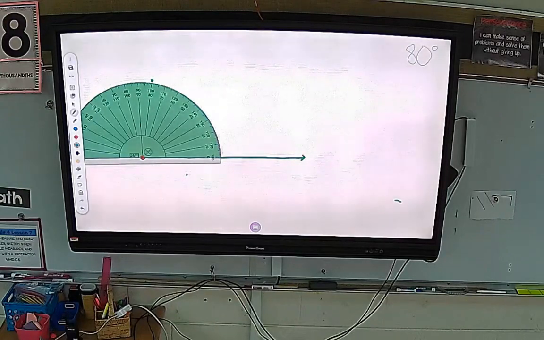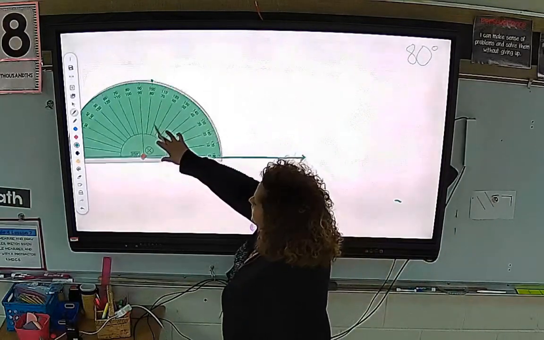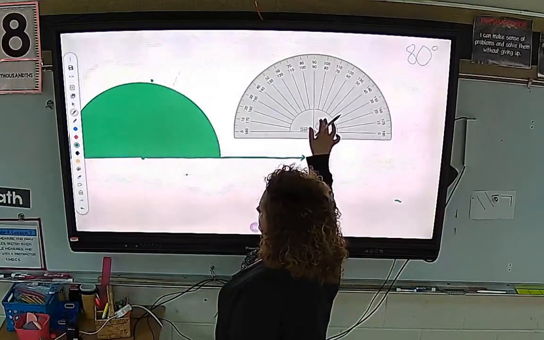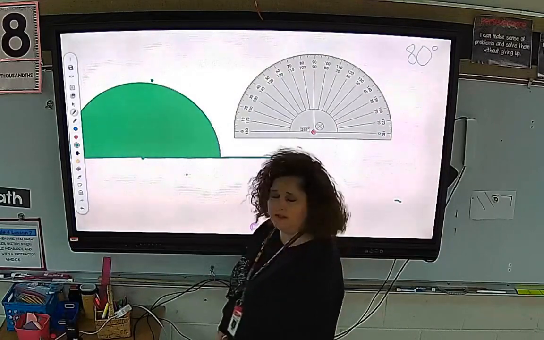Holding the protractor still, having it in the right place is very important for this step right here. Once you've made that dot above the 80, now I can move my protractor out of the way. Oh, wow. I have no idea how I did that.